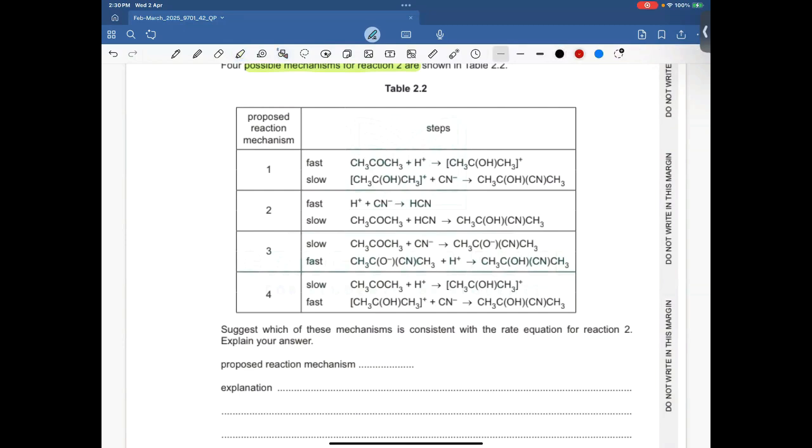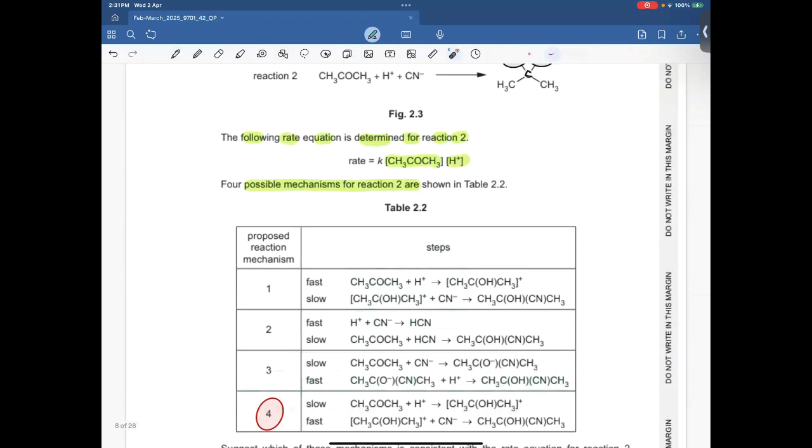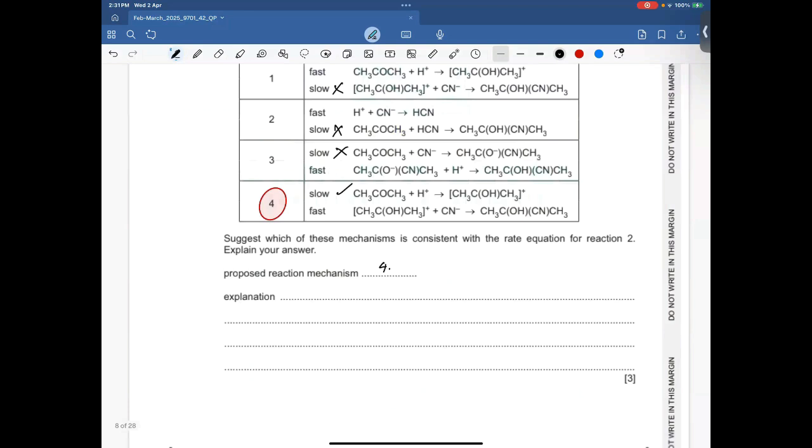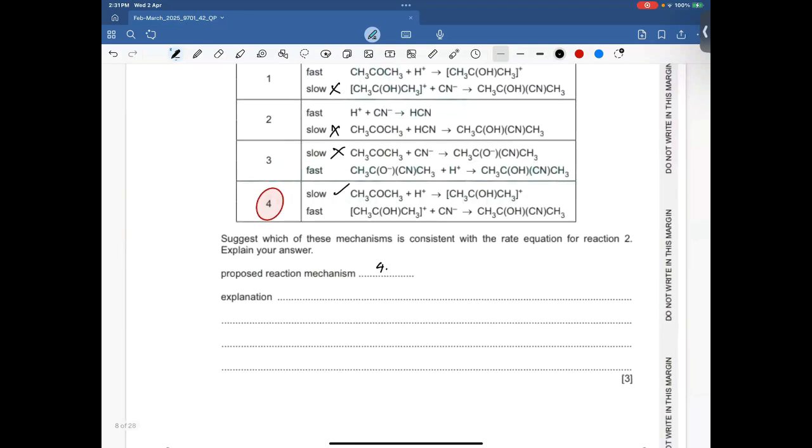So from my perspective, mechanism 4 is going to be the right answer, because mechanism 4 is consistent with this rate equation. Since the rate equation has only propanone and hydrogen ion, both propanone and hydrogen ion are involved in the slow step. In the other mechanisms, they are not involved in the slow step, but here they are involved in the slow step, right? Which means mechanism 4 is consistent with the rate equation.